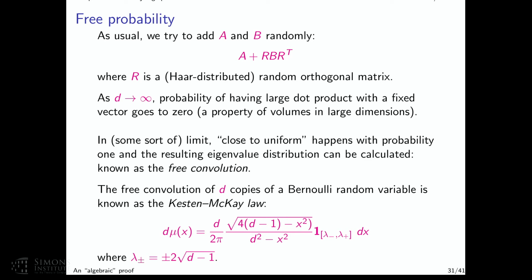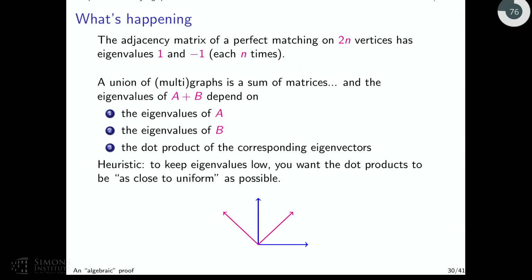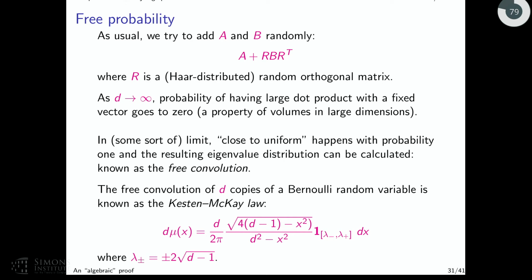And the study of these types of operations is known as free probability, and it is a very common exercise to compute the convolution of d copies of a Bernoulli random variable, which, if you remember, is exactly what our adjacency matrix is. And the free convolution of d copies of a Bernoulli random variable is known as the Kesten-McKay law, and it's given here, but for our purposes, the interesting part is that its support is on the interval plus or minus 2 square root of d minus 1, back where we were before.